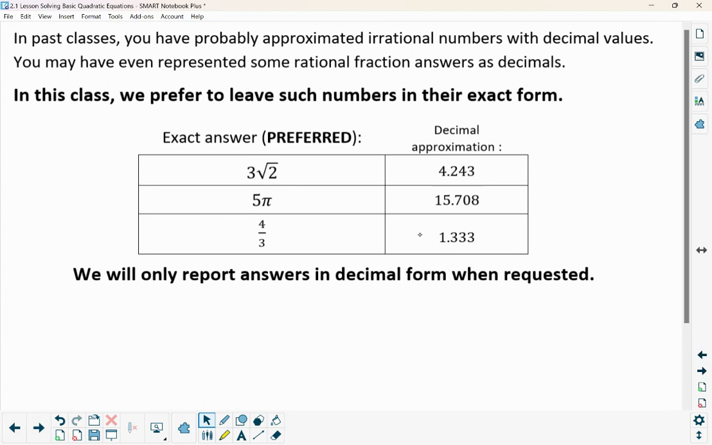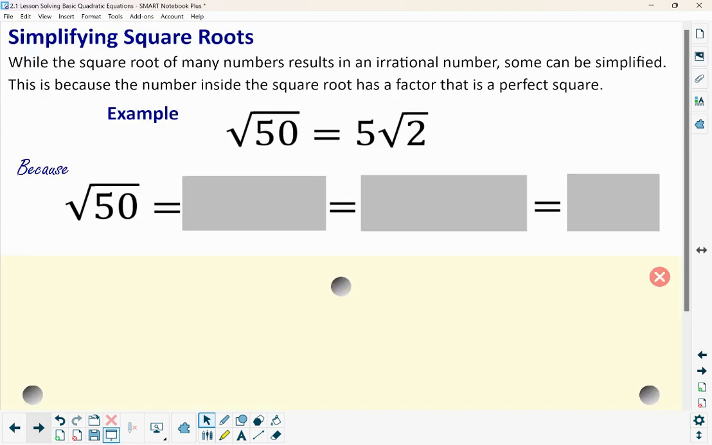These have all been rounded to 3 decimal places, but we prefer answers like 3 root 2 or 5 pi or 4/3. So we're only going to report our answers in a rounded decimal form when requested. So try to leave your answers in an exact form.